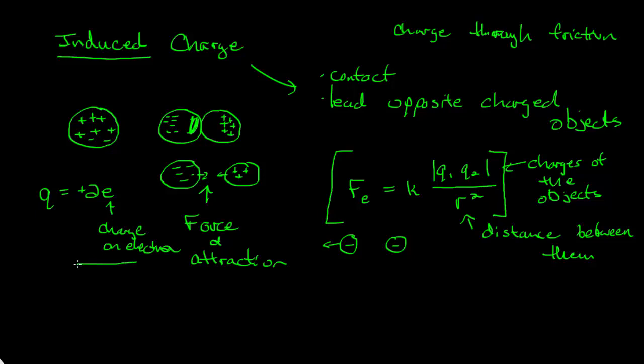The other thing to know is that it's quantized. What that means is that it's 1, 2, 3. There's no in between. It's integers only. You can only have one electron, two electrons. An electron is a fundamental particle, so there's nothing smaller than that. And that has to do with just an electron moving from one object to another.